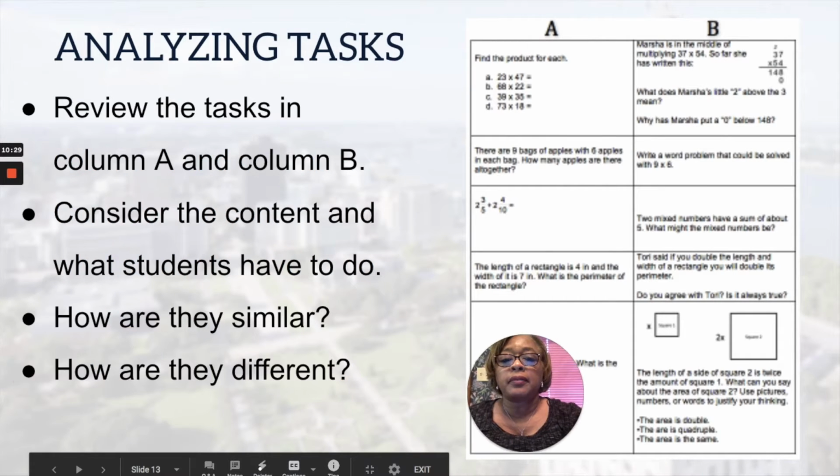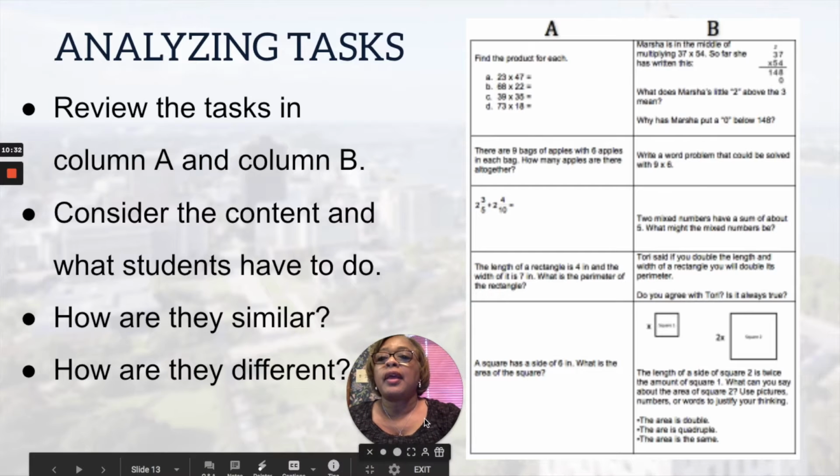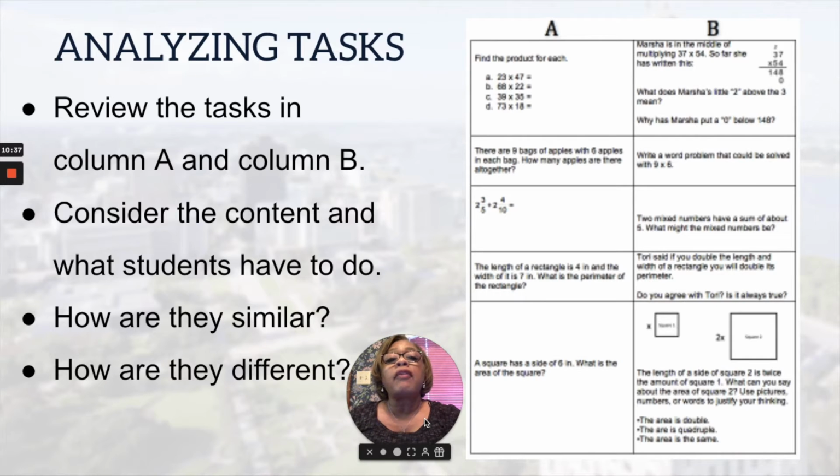So if you take a look at this graphic here, I have on the right some tasks. And so you have column A and you have column B. So what I'd like you to do is take a little time and I want you to review the task in column A and look at the task in column B. Specifically, take a look at the content and what students have to do to be successful in each of those tasks. And make note of how the tasks are similar and how they are different. So I've placed a little time on the timer for you to examine those and take a look.